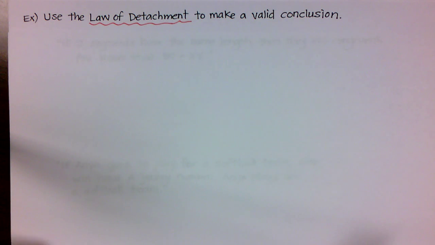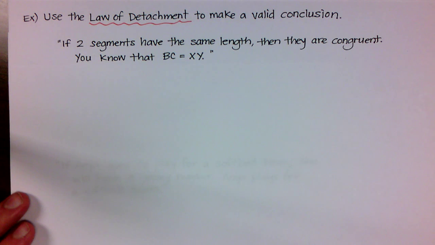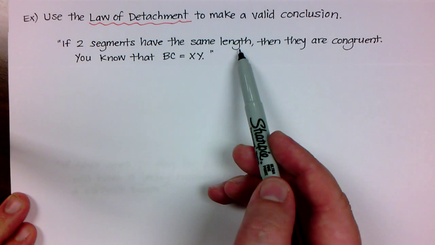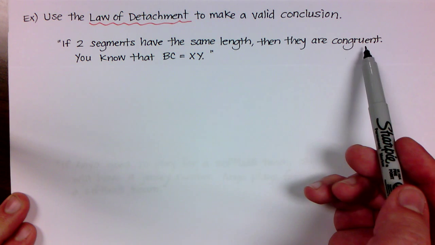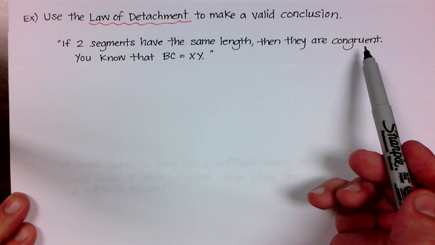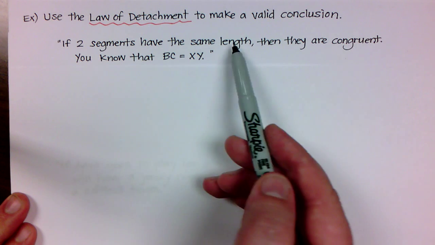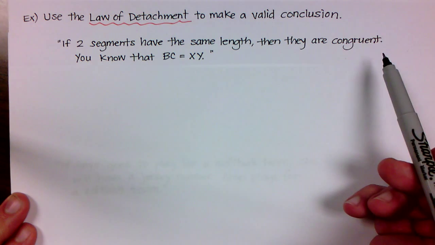Okay, so let's look at a couple of examples to really work on this thought process. So this first one is we're going to use the law of detachment to make a valid conclusion. So again, that law of detachment said that if the hypothesis of a conditional statement is true, then the conclusion is true. So here is my statement. If two segments have the same length, then they are congruent. This is my beginning conditional statement. This is the hypothesis. Two segments have the same length. This is my conclusion, that they are congruent.